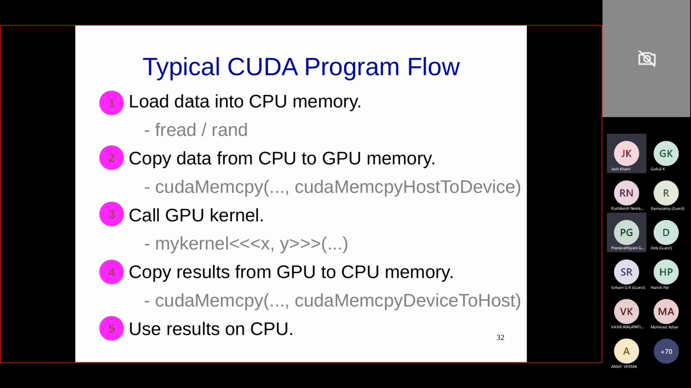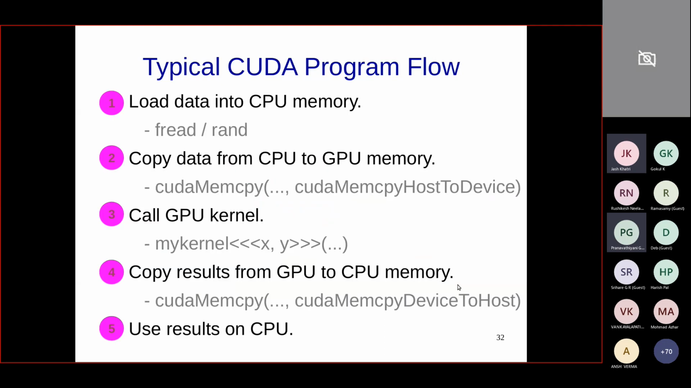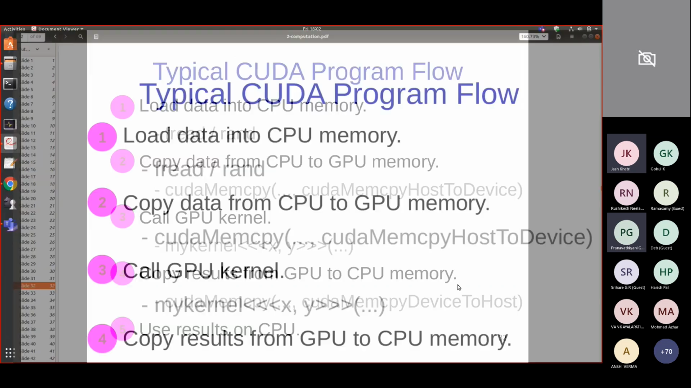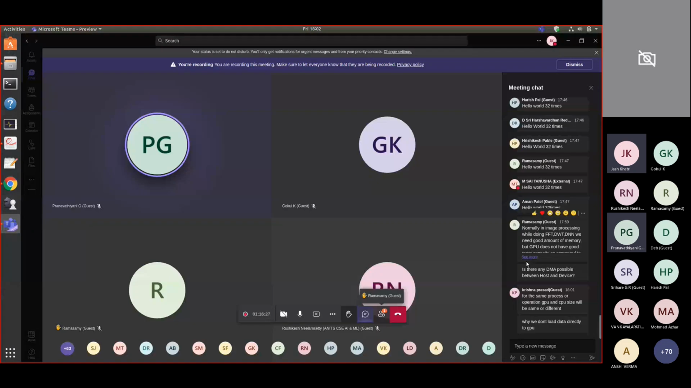And yes, these were the specific functions that we need for each and every step that we saw in our previous slide. And once this is done, for printing the results or using the results on the CPU, we can use our normal C functions like printf for printing, or fwrite for writing to the file system, and so on. Any questions up till now? I'll quickly go back to the chat to see if you have any questions.